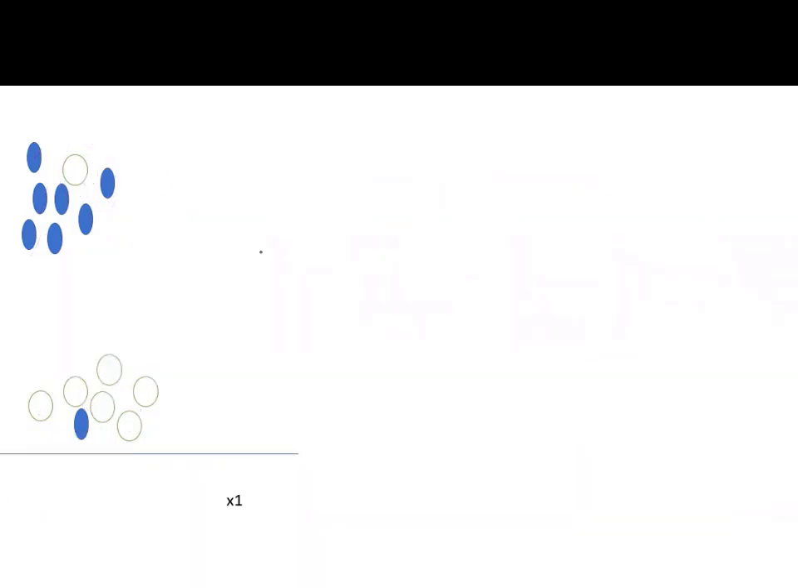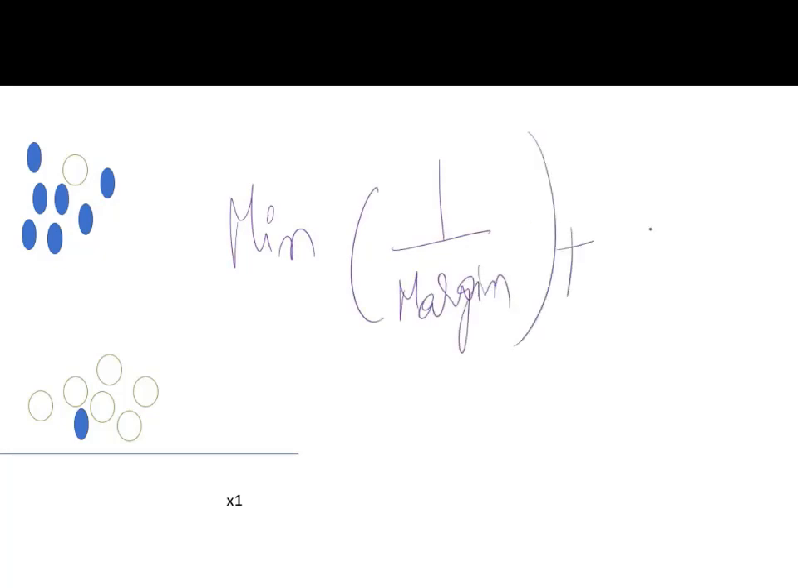Now let us see. Our formula is minimum of 1 by margin plus lambda into sigma penalty. Penalty is nothing but the distance between these two and the boundary. This is called penalty. Right. Now, if you see here, this is lambda, my dear friends.